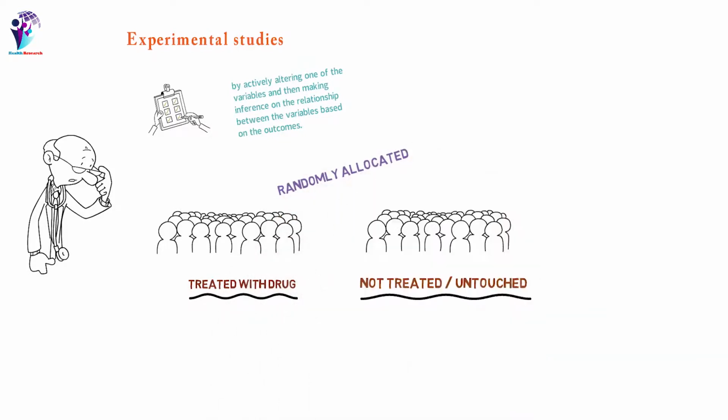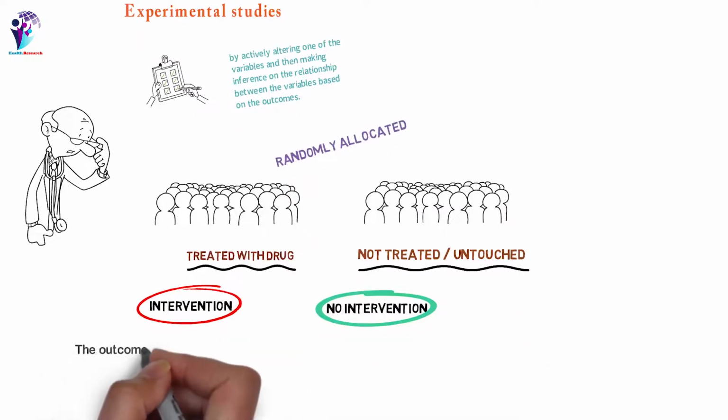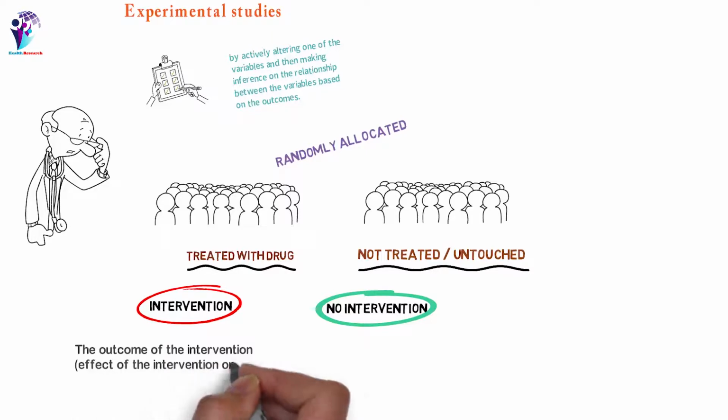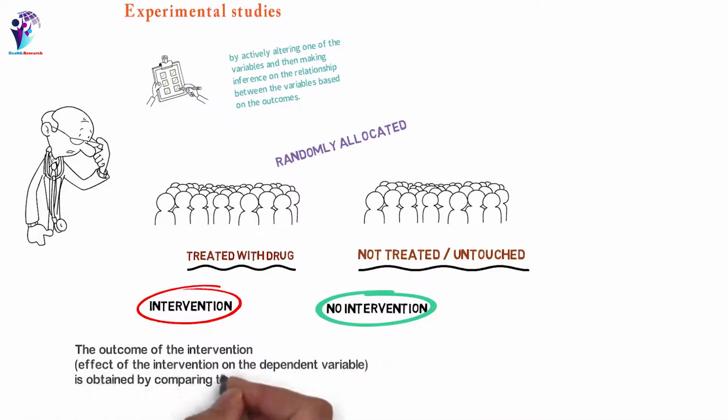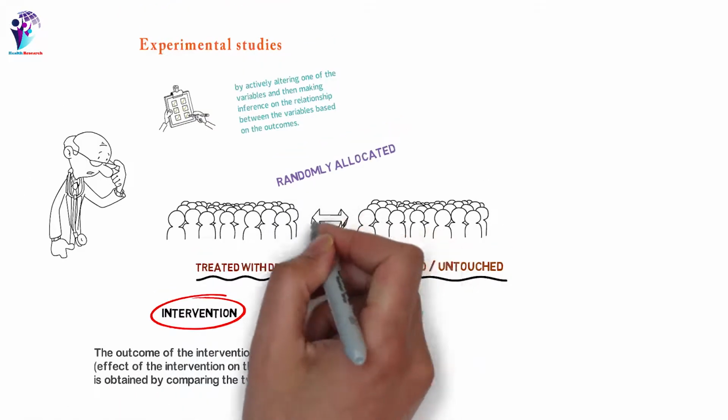Individuals are randomly allocated to at least two groups. One group is subjected to an intervention, while the other group is not. The outcome of the intervention, that is the effect of the intervention on the dependent variable, is obtained by comparing the two groups.